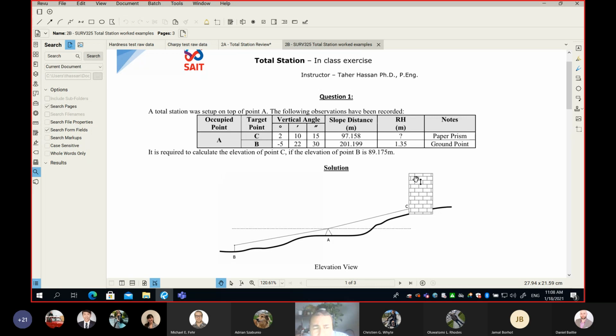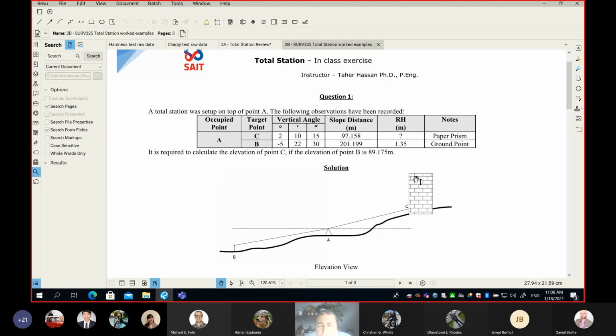Now, what I want you to do, and it's mentioned below the table, I'm asking you to calculate the elevation of point C. So the elevation of point C, which is the paper prism on the building, while the elevation of point B is 89.175. Okay.